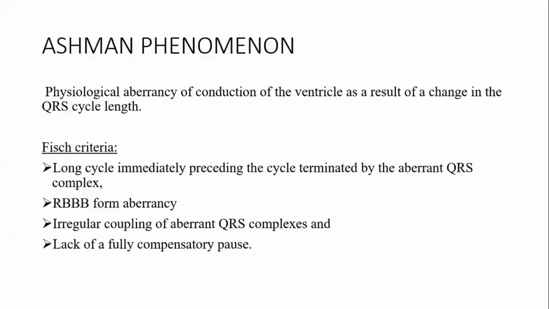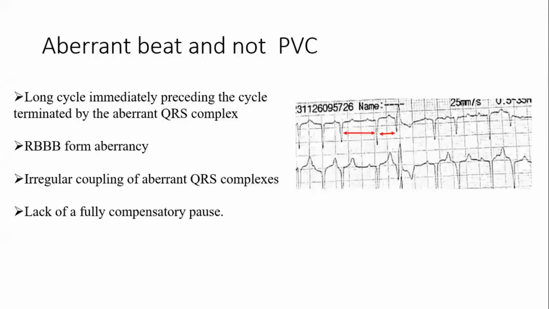There are criteria. We call them the Fisch criteria. So let's study that. First, a long cycle immediately precedes the cycle terminated by an aberrant QRS complex. Now I'll show you this picture, what was happening. Let's apply these criteria. So long cycle, okay, and this is a long cycle and this is a short cycle. So this criterion is met. Second, right bundle branch block aberrancy; we have seen that it was a right bundle. Third, irregular coupling of aberrant QRS complexes.